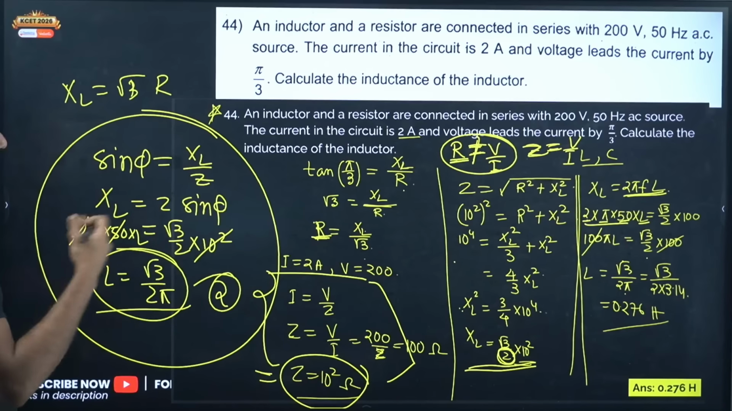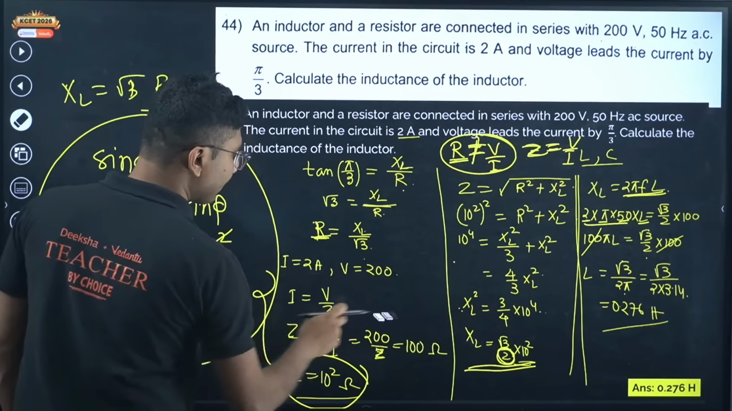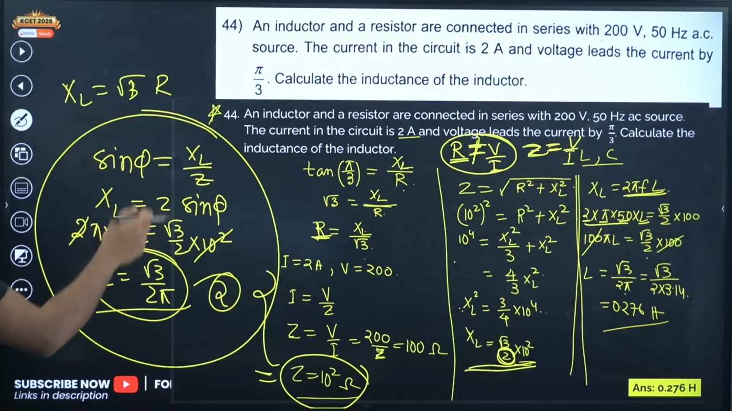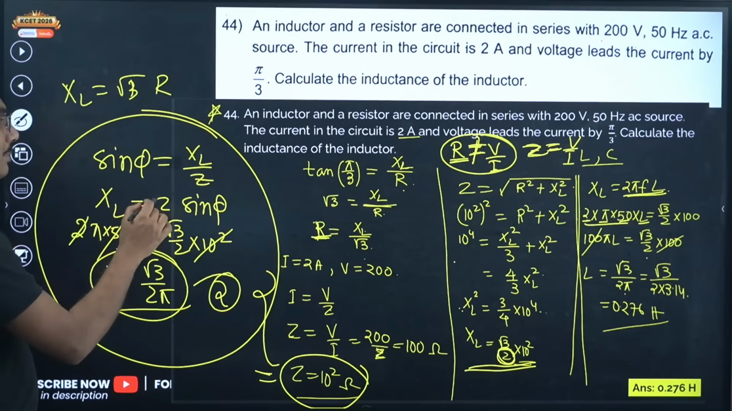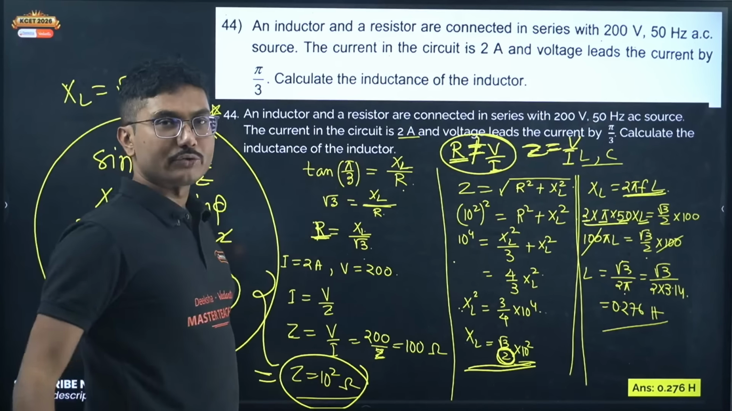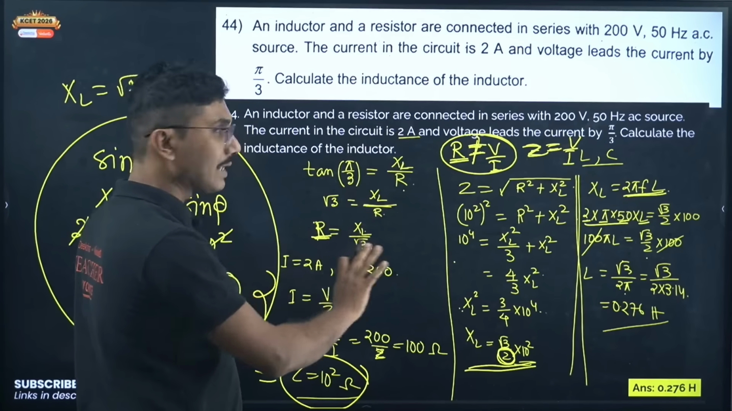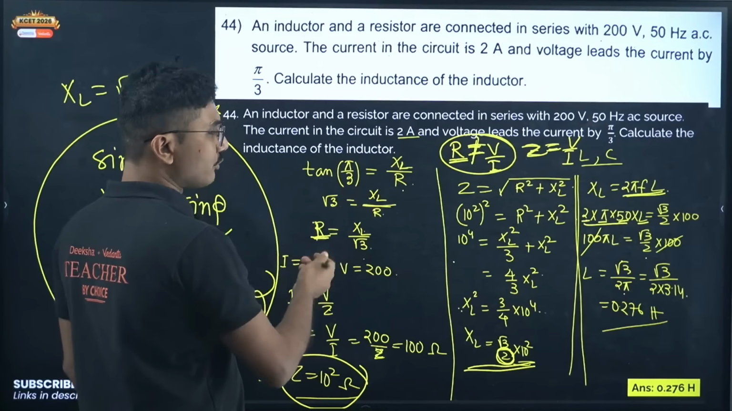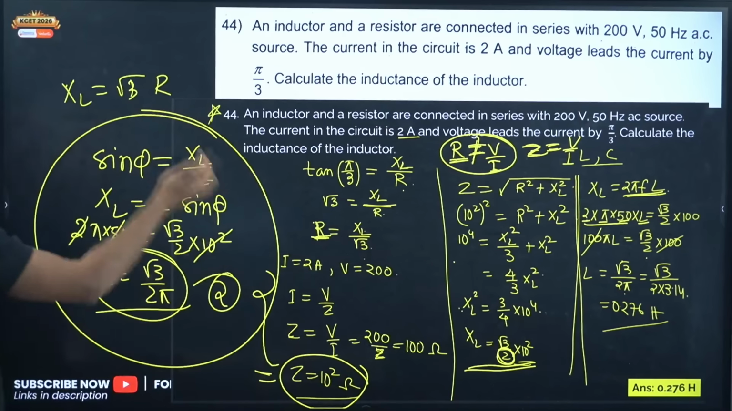Okay, Z value: I is equal to V by Z. I is given, V is given, you can calculate Z. Once you calculate Z, you can calculate either by sin phi. This is a shortcut method, but most students don't know it. Most students know that tan phi equals XL minus XC by R. Here XC is not there, so it will be XL by R. So root 3 equals this; this way is also very good, but slightly longer.